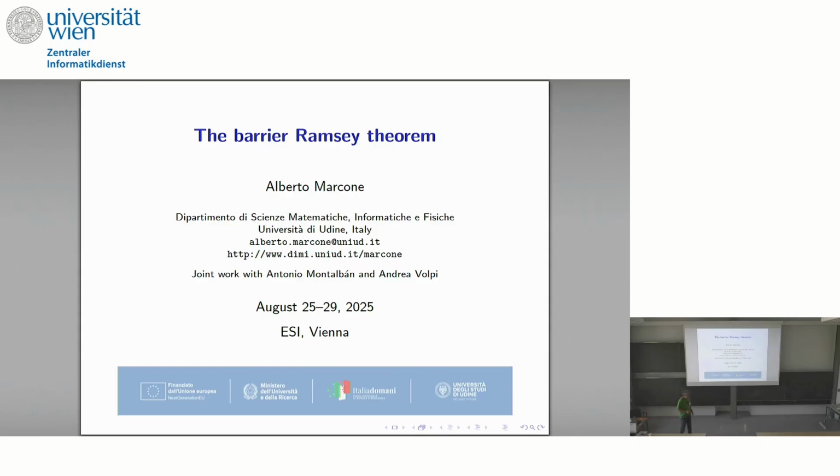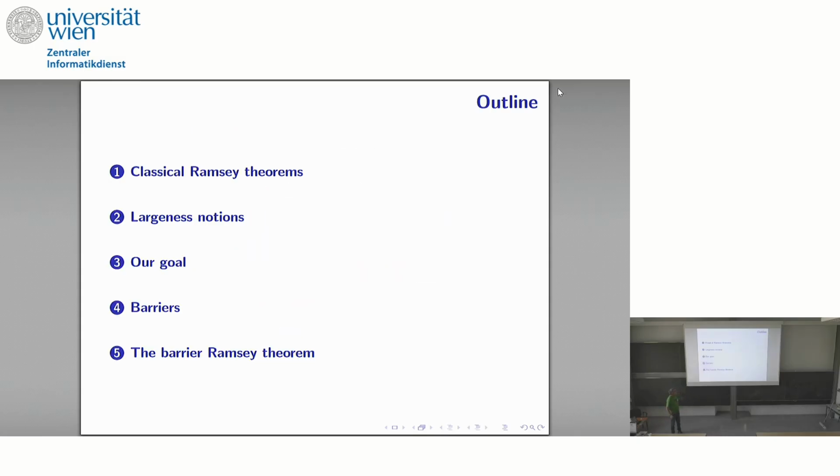So let's start with a short overview. I'll just recall some classical Ramsey theorems, and then how they interact with various largeness notions, which have emerged in proof theory and are connected with other notions. And then there are also barriers. Those of you who are familiar with BQO theory know those barriers, basically. So I will get back also to those. And then eventually I will put all of this together with what we call the barrier-Ramsey theorem.